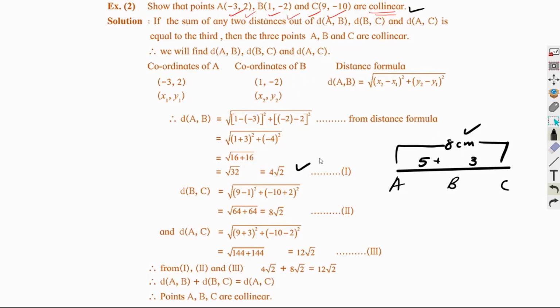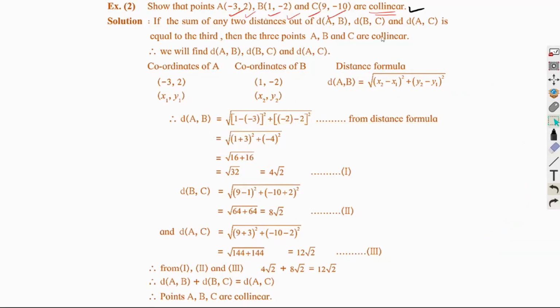If AB is given as 4 root 2 after substituting in the formula, BC is given as 8 root 2, and when we do AC, we are getting 12 root 2. That means 8 root 2 plus 4 root 2 is equal to 12 root 2. That means these 3 points are collinear. So this is the technique used. You should remember how this kind of thing can be used for finding out whether points are collinear or not. Okay, let us go ahead.